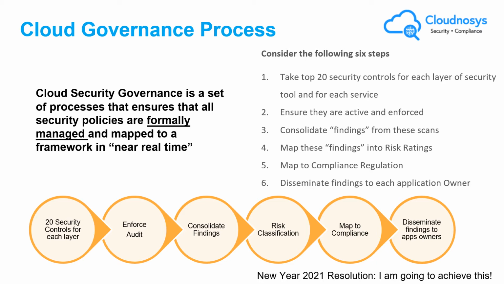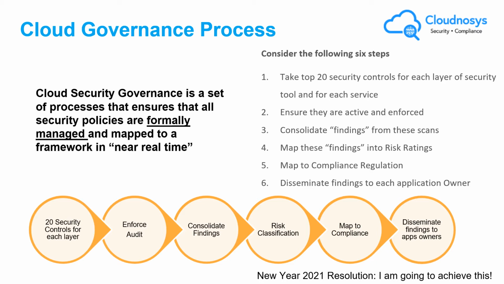So again, I'm going to repeat the definition I gave earlier: cloud security governance is a set of processes that ensures all security policies are formally managed and mapped to a framework in real time, tracked and managed in real time. There are 6 steps involved, and I want you to consider these 6 steps because they could have a dramatic impact on your security posture analysis in 2021.